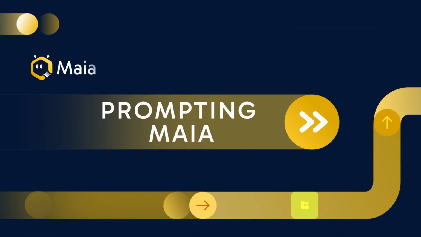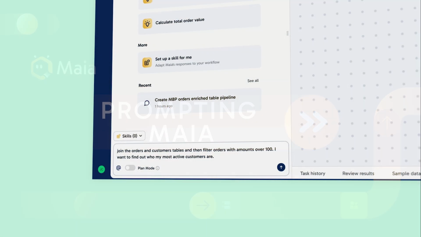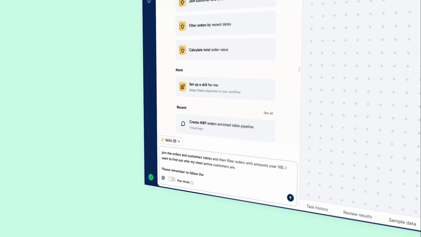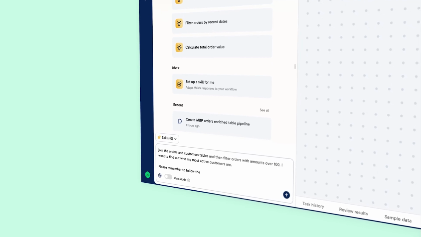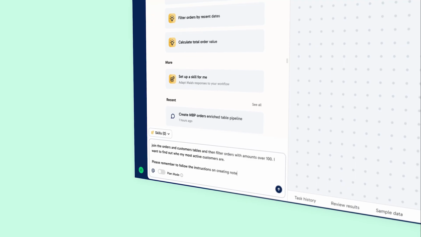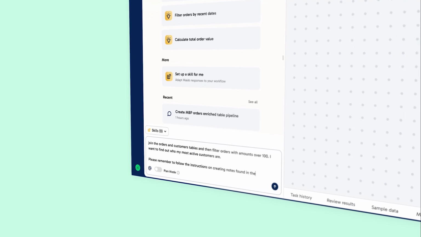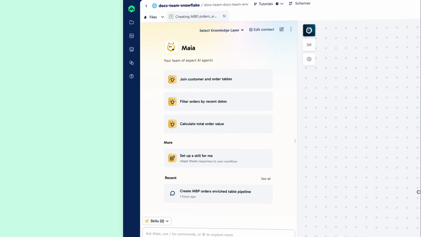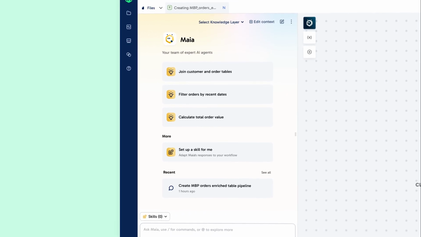In this tutorial, we'll show you how to prompt Maia so you can get better results. The quality of Maia's responses depends significantly on how prompts are structured, with the basic idea being that the more precise you are about what you mean and what you're trying to achieve, the better the results from Maia. So let's go through some of the guidelines on this.